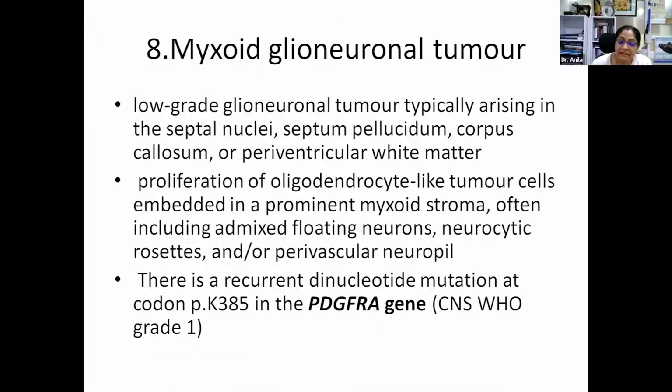Now coming to the next entity, which is the mixed glioneuronal tumor. They are low-grade glioneuronal tumors arising in the septal nuclei, the septum pellucidum, corpus callosum, or the periventricular white matter. There is proliferation of oligodendrocyte-like tumor cells embedded in a prominent myxoid stroma, and there can be admixed floating neurons or neurocytic rosettes. There is a recurrent dinucleotide mutation at codon K385 in the PDGFRA gene.